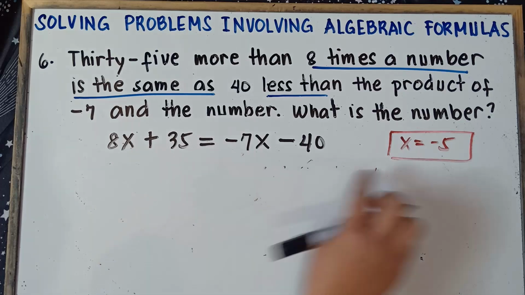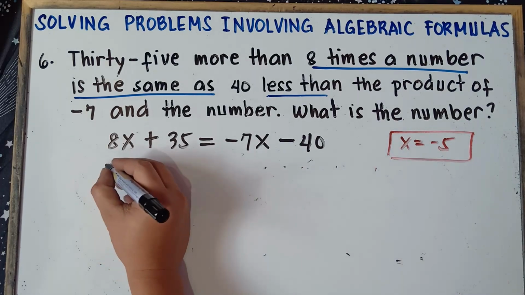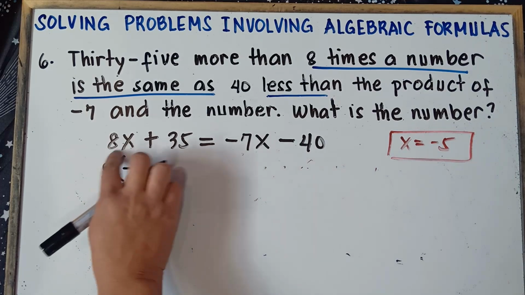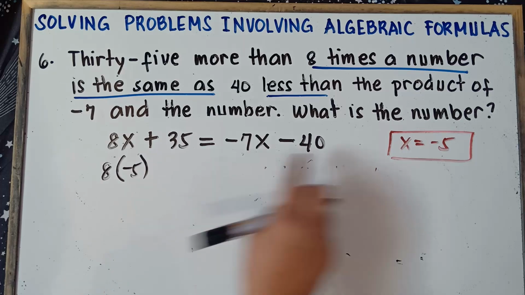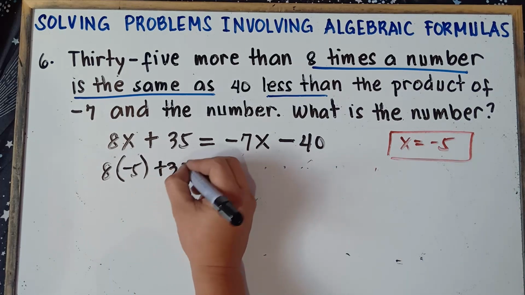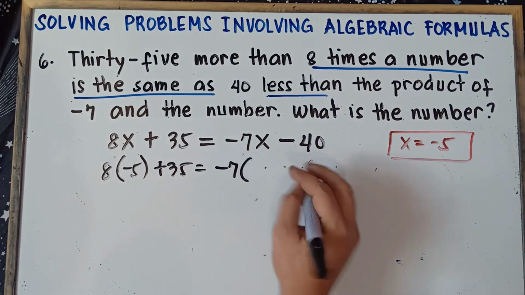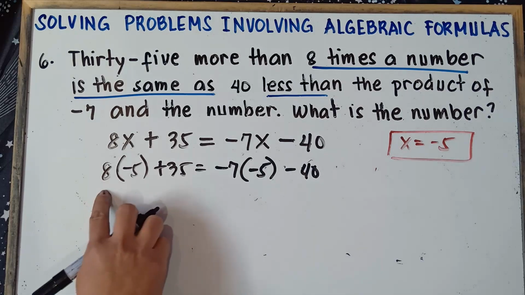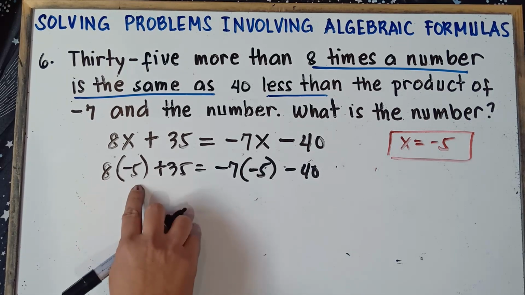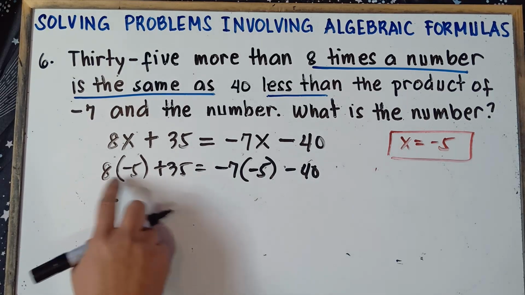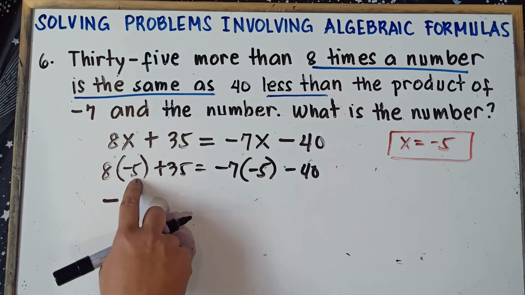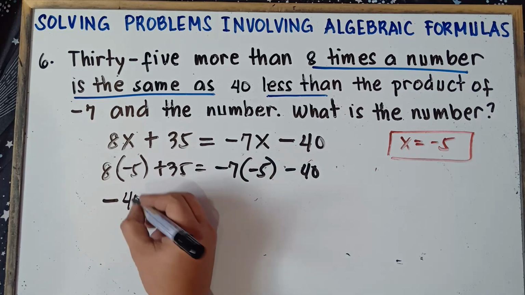Alright, so substitute the value of x, which is negative 5. So 8, x is negative 5. If you have 8x, it means 8 times x. So 8 times the x value, negative 5, plus 35 equals negative 7 times the x value, negative 5, minus 40. 8 times negative 5, positive times negative is negative. Once again, that's unlike signs. If you're multiplying, the answer is always negative. 8 times negative 5 would be negative 40.